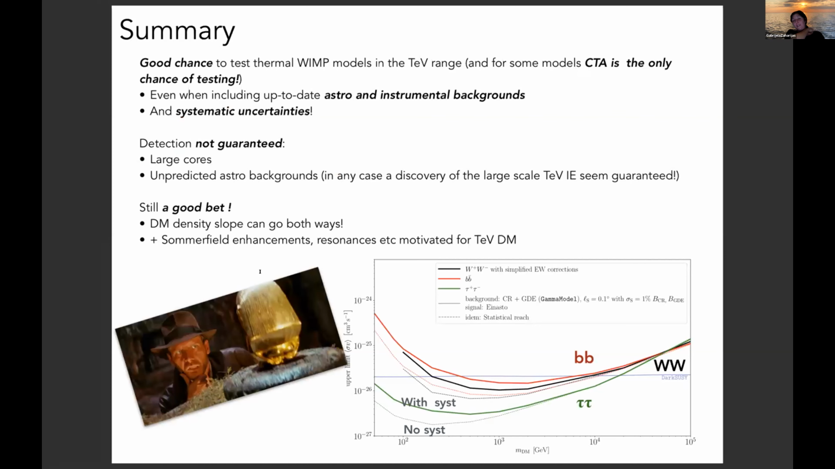Detection, of course, with CTA is not guaranteed. Dark matter can be anything. However, it's still a good bet to look with CTA, and who knows, maybe we'll be pleasantly surprised, given that these models are rather motivated, and CTA will actually have very good sensitivity. Okay, I stop here. Sorry, guys.